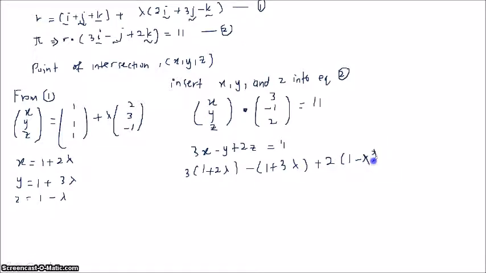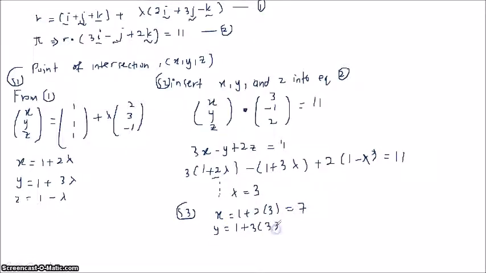Alright, so can you calculate for the lambda value? I'm sure you can calculate it very well. So here the lambda value will be equals to 3. Alright, so we already get the value of lambda. Then the final way is to determine the value of x, y, and z by inserting the lambda value. So x is equals to 1 plus 2 times 3, we can get answer 7. And then y is equals to 1 plus 3 times 3, then you get the value.